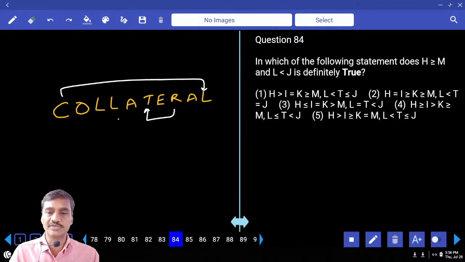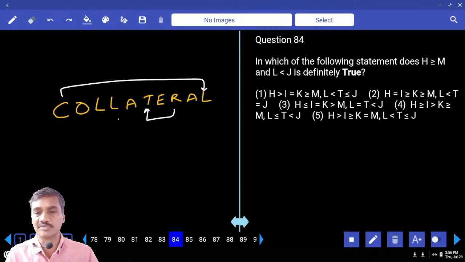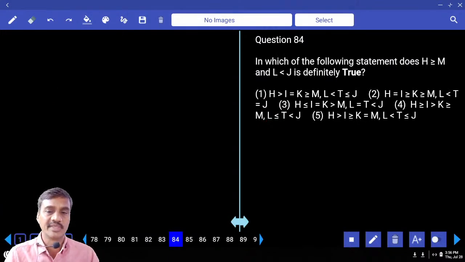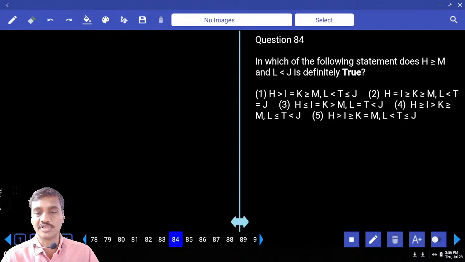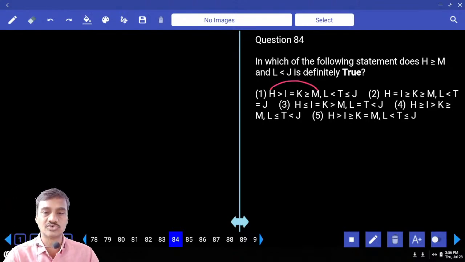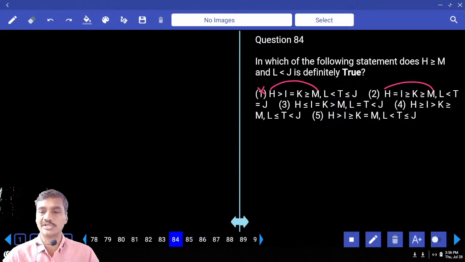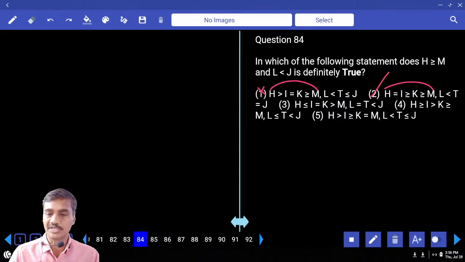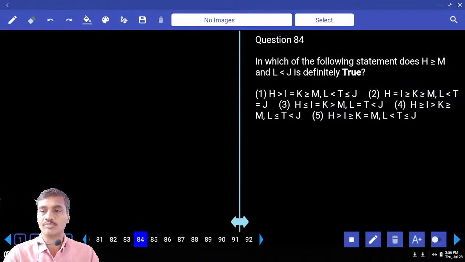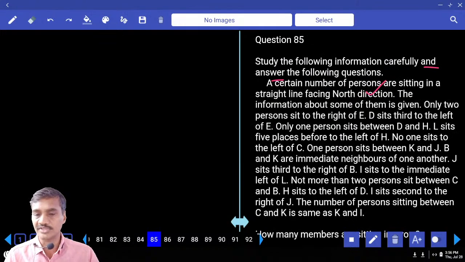Then coming to this 84, in which of the following statements does H greater than or equal to M and L lesser than J? Definitely true or no? H greater than or equal to M. First statement లో చూడండి, H కి M కి మధ్యలో H greater than M is true, equal to M is false. And in the second, now H greater than or equal to M, definitely true. And between L and J, L lesser than J is also true. Hence, from the expression given in choice 2, both the conclusions are definitely true. Choice 2, 84. And in this 85.